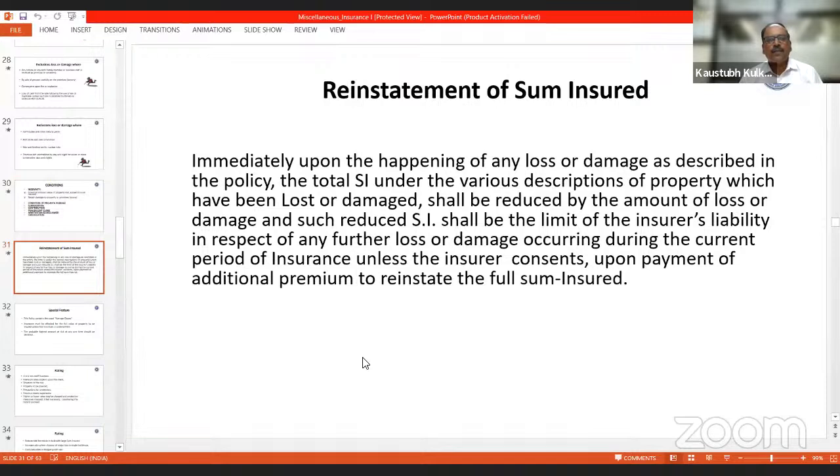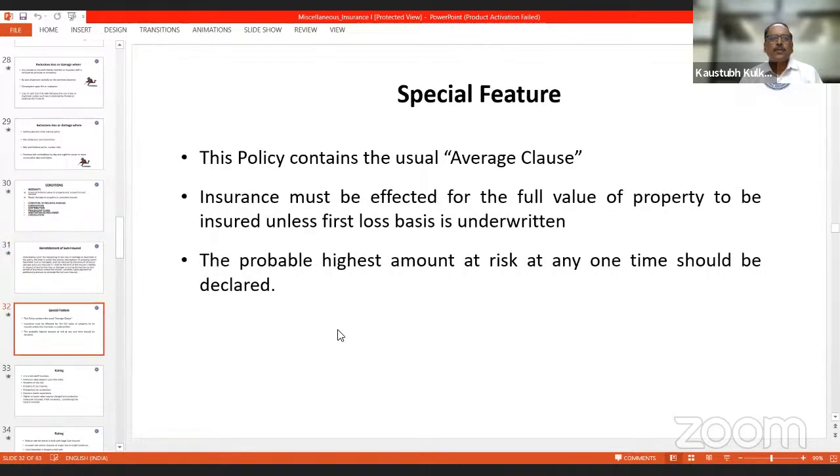Reinstatement of sum insured, yes, like our fire insurance, the reinstatement of sum insured by payment of extra premium will be allowed here in the burglary policy also. Special features, average clause, we have already dealt with. Insurance must be effected for the full value of property to be insured unless first loss basis is underwritten. So what is first loss basis? That we'll deal with in the next slide.